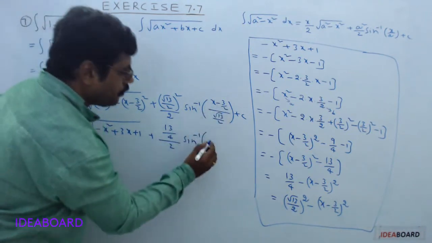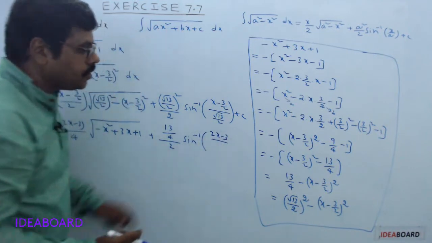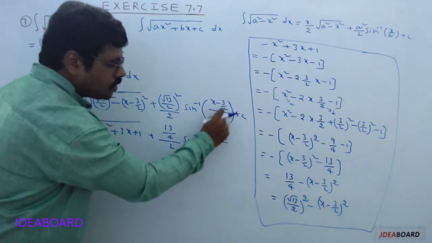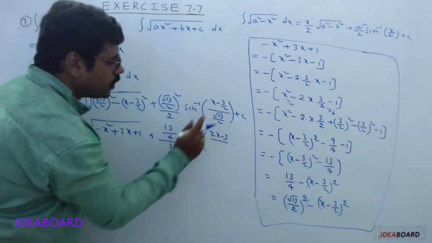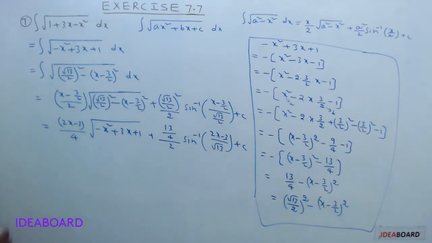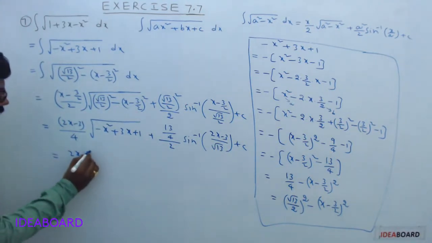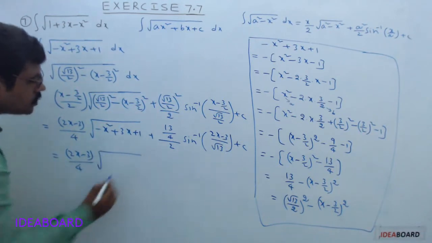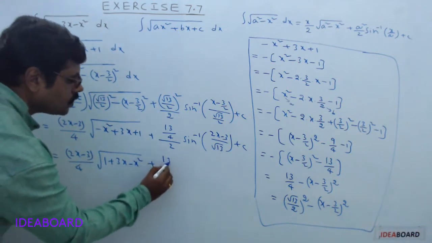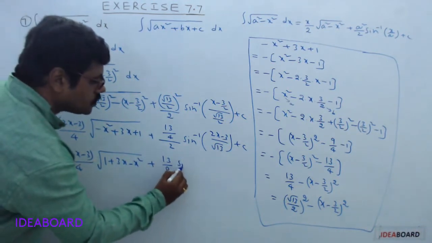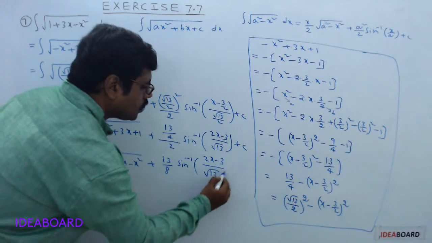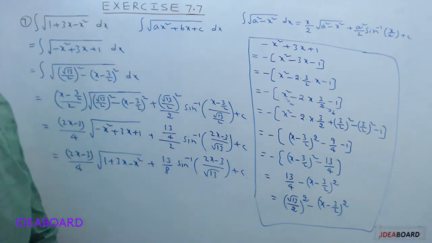Here what is the LCM? 2. So it is 2x minus 3 divided by, here after taking the LCM in the numerator, this constant 2 and this constant 2 will be cancelled. So 2x minus 3 divided by root 13 plus a constant c. Now finally it will be 2x minus 3 divided by 4 into square root of 1 plus 3x minus x square plus 13 divided by 8 into sine inverse of 2x minus 3 divided by root 13 plus a constant c.